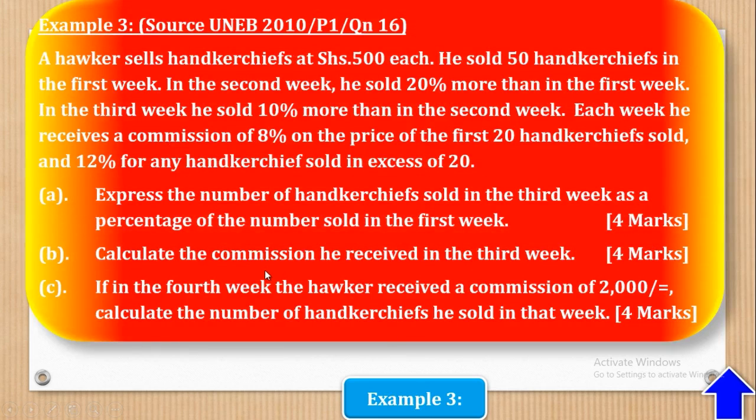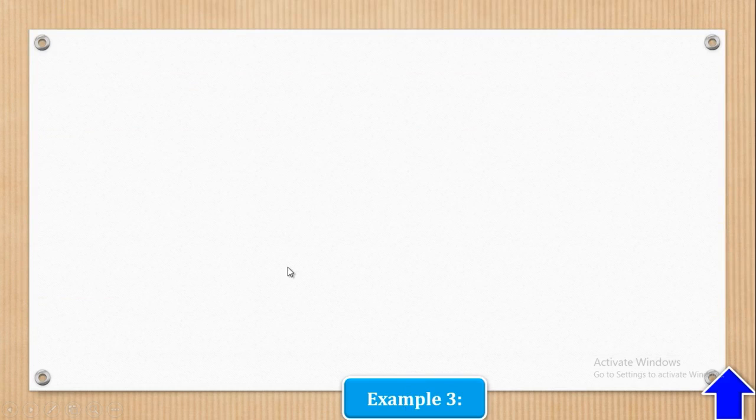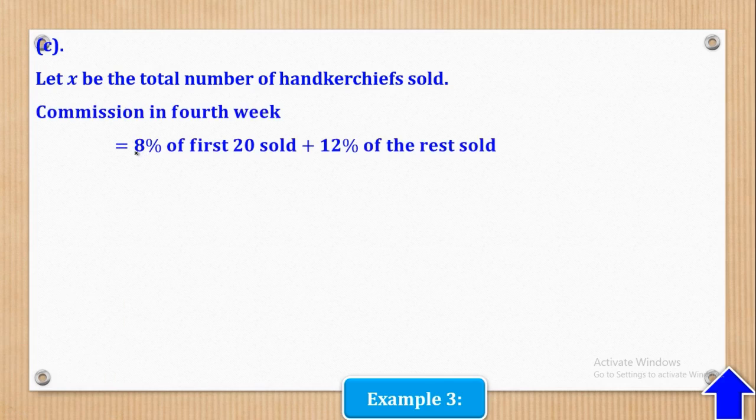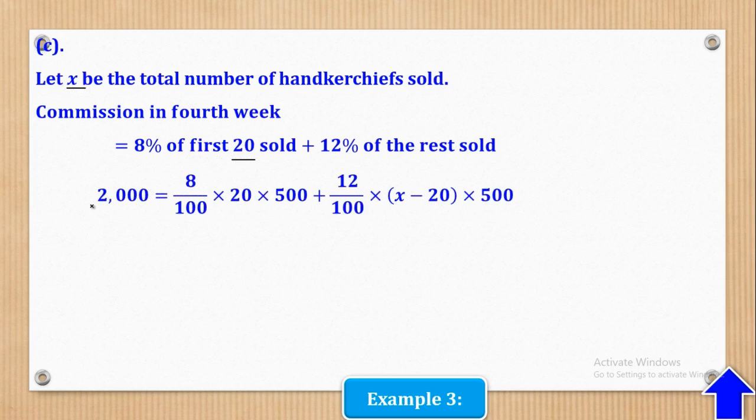Now we shall go to part C, which says that if in the fourth week the hawker received a commission of 2,000, calculate the number of handkerchiefs sold in that week. So we shall come here and say that let X be the total number of handkerchiefs sold in that week. That means that the commission in the fourth week would still remain as 8% of the first 20 and 12% of the rest sold. Now the rest will now be X minus 20. So we say that the commission in that week was 2,000.